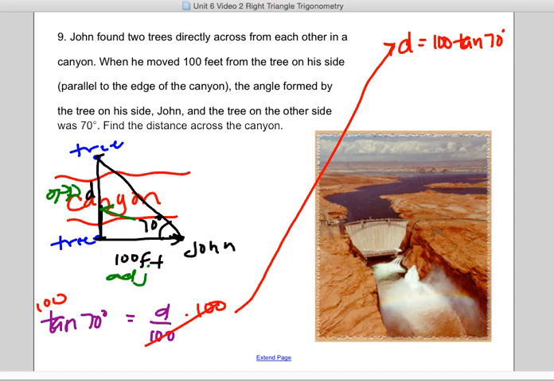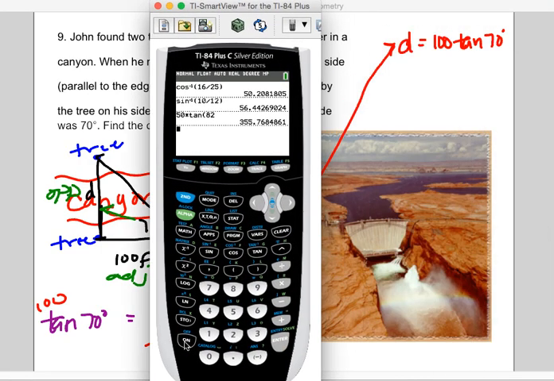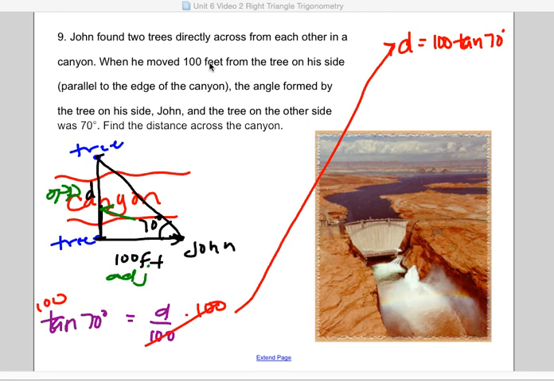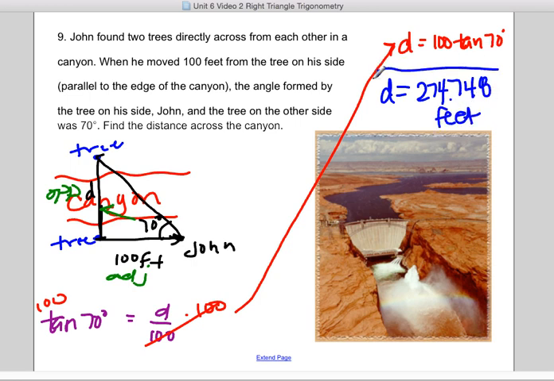Typing that into our calculators, 100 times tangent of 70 gives us 274.74. This is a 7, but this 7 tells us to round it to 8, so 274.748. And this one's measured in feet. So the distance across the canyon is equal to 274.748 feet. Okay. So that will do.